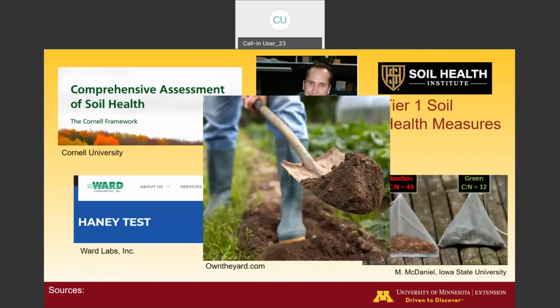Again, I think we are starting to scratch the surface in understanding soil health tests, and maybe we'll be able to figure out in the future if we can modify our fertilizer recommendations based on soil health tests, or at least the health of our soil. But right now we're just really not there yet.